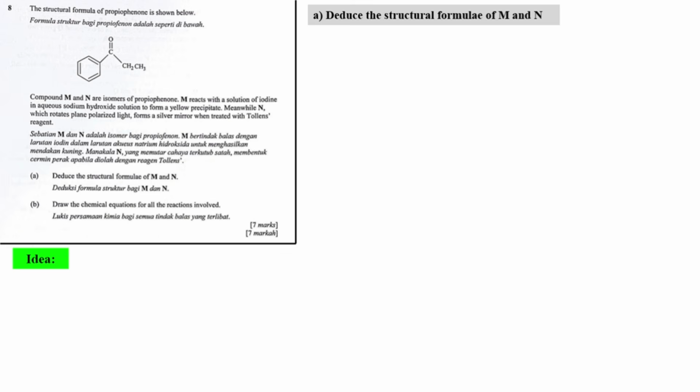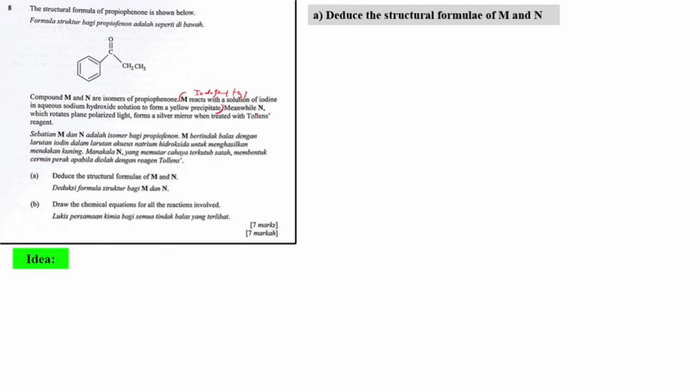For question number 8, the structural formula of propiophenone is shown below. Compounds M and N are isomers of propiophenone, where M reacts with a solution of iodine in aqueous sodium hydroxide to form a yellow precipitate. So here is the iodoform test.